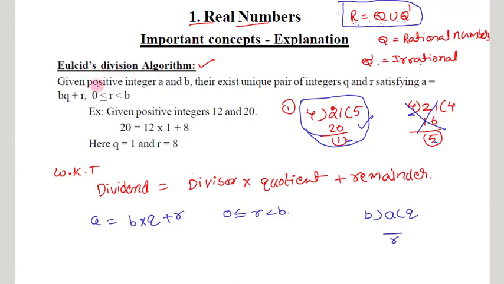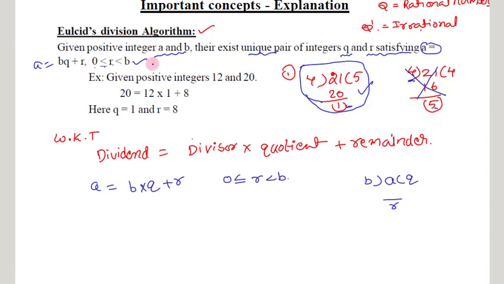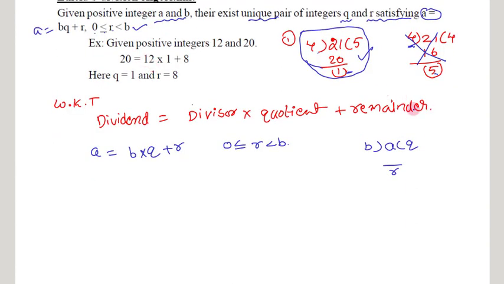Let us come back to our topic, the division algorithm. Division algorithm says that given two positive integers a and b, there exists a unique pair of integers q and r satisfying the equation a is equal to b into q plus r, where 0 is less than or equal to r, and r is less than b. That means if we divide a by b, you may get some quotient and a remainder.